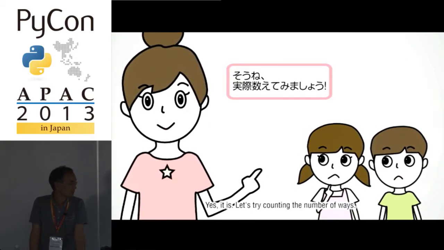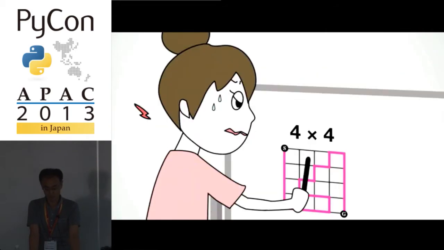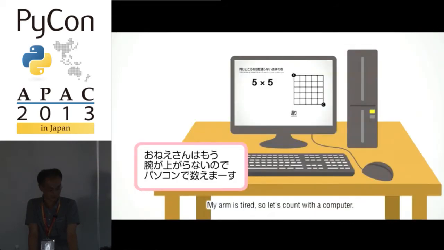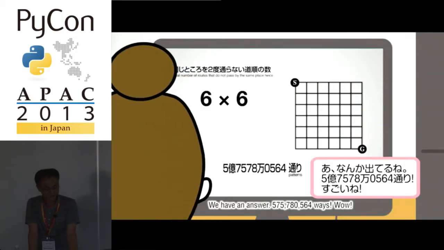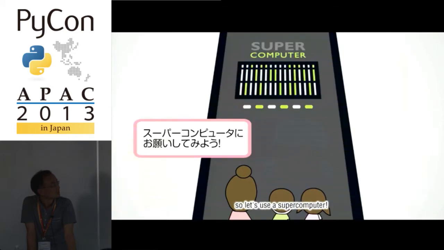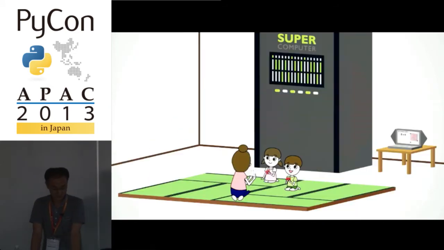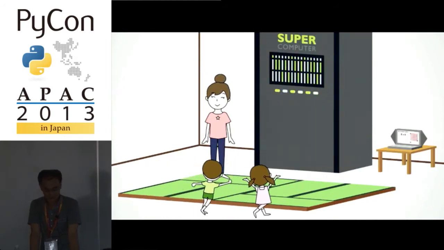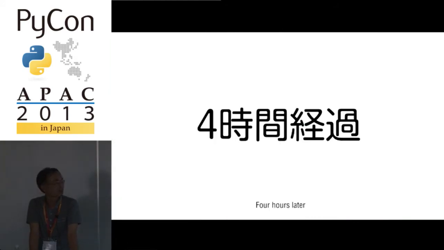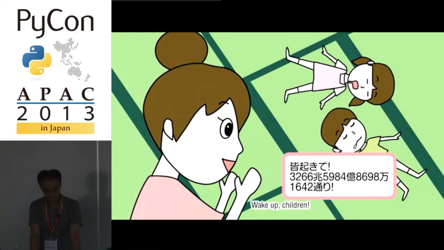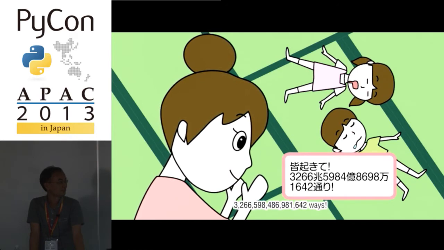Yes, let's try counting the number of paths. In this way, they continue to count the number of paths, at first by hand, then using a PC, and finally they use a supercomputer. But even with the supercomputer, it took about 4 hours to count the number of paths on the 8 by 8 grid graph.